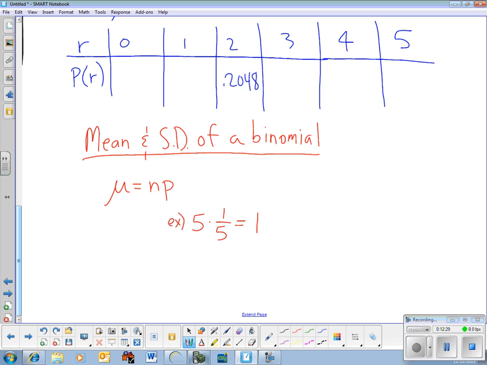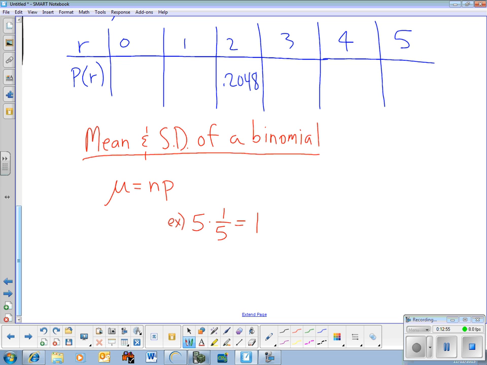No. That means 1 is a pretty likely outcome, and it also means that if I were to try this thing over and over and over again and guess 5 questions repeatedly, sometimes I would get 0, sometimes I would get 1 and 2 and 3, occasionally I would get 4 or 5 right. If I average all those 0s, 1s, 2s, 3s, 4s, and 5s together, I should get 1 in the long run. All right, this is what I expect to happen in a long series of trials.